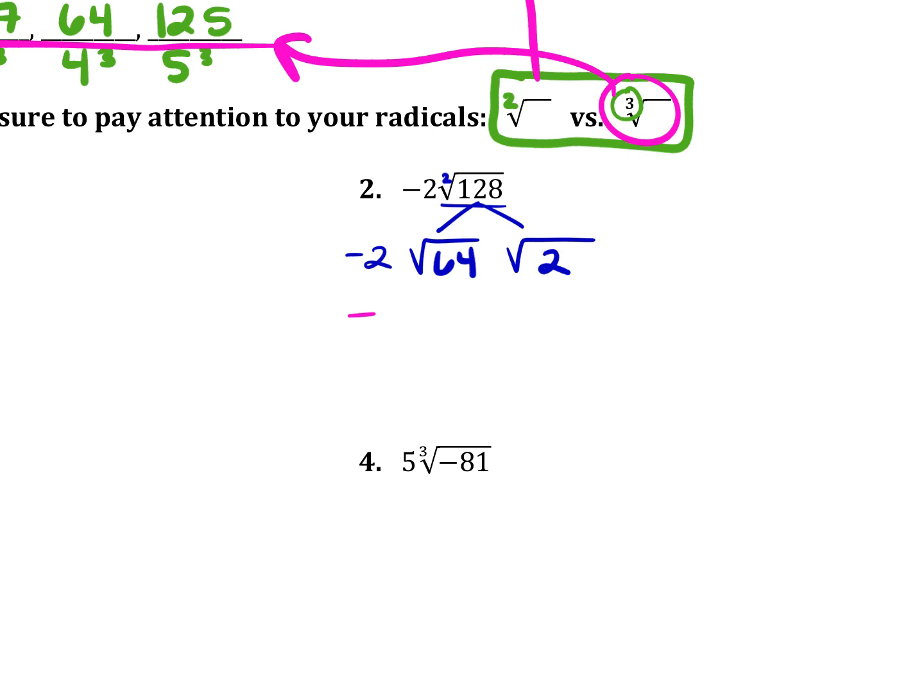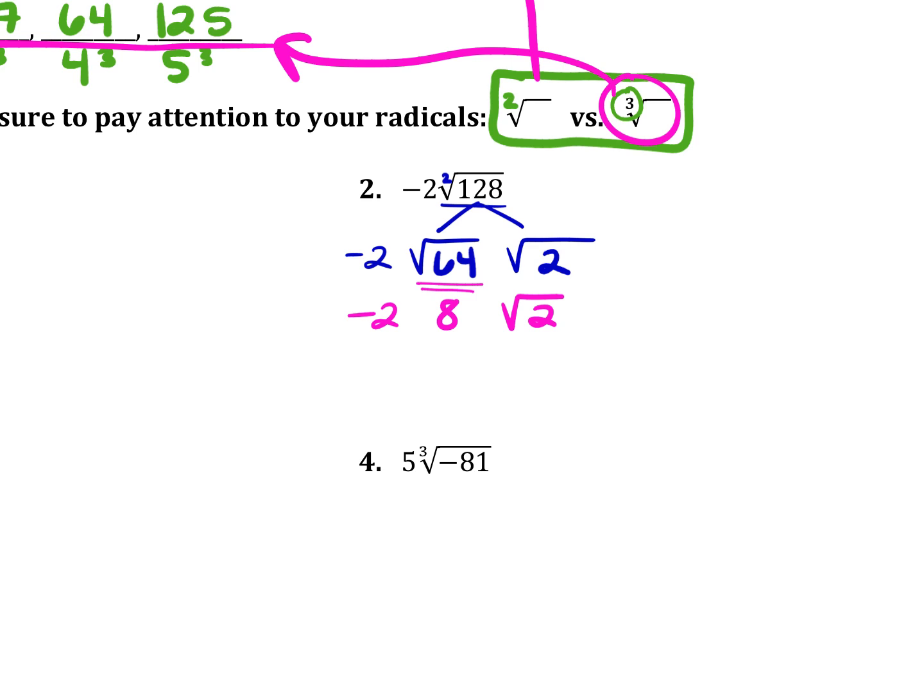Square root what you can. Which of these can you square root? Which one of these is a perfect square right now? 64. What is the square root of 64? 8, right? And we have our rad 2.